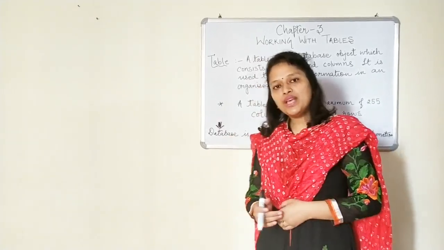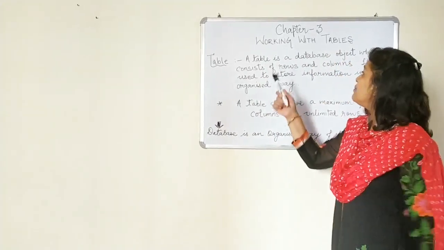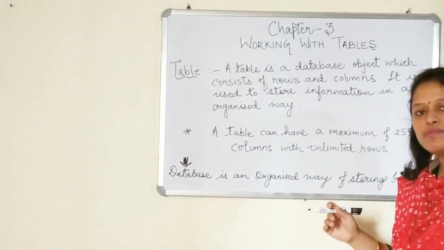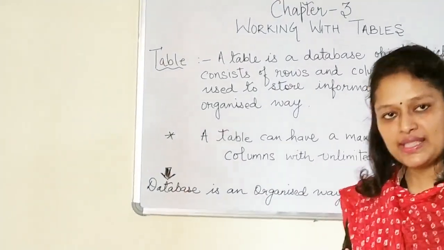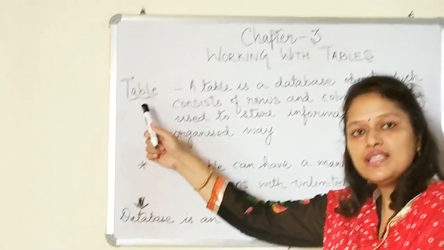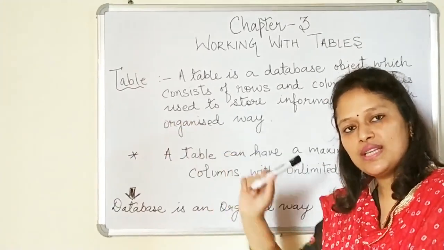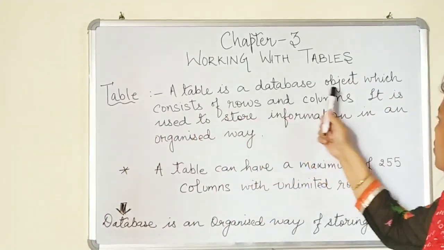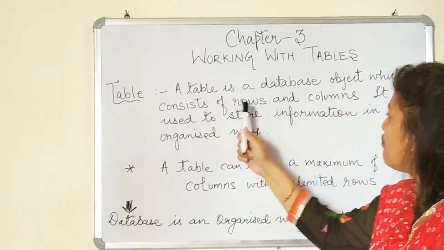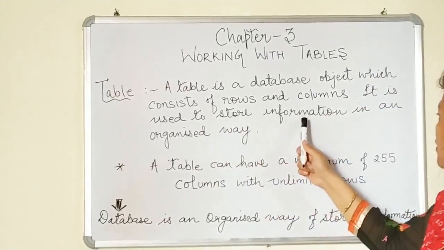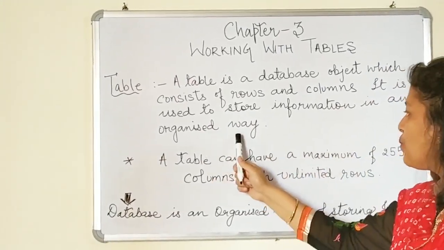Okay. Now today we are going to start the next chapter 3, working with tables. Now this chapter is in continuation with Access. So now let's start. What is a table? This is the first concept. What is a table? A table is a database object which consists of rows and columns. It is used to store information in an organized way.